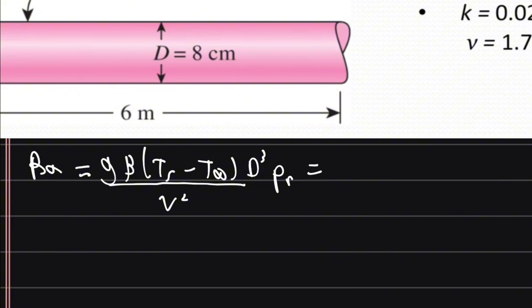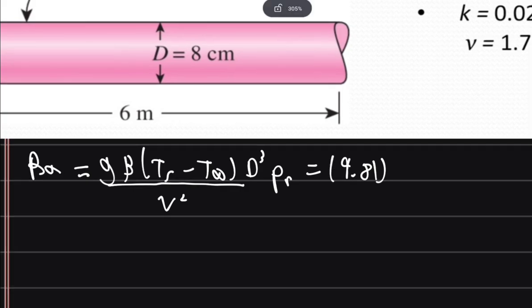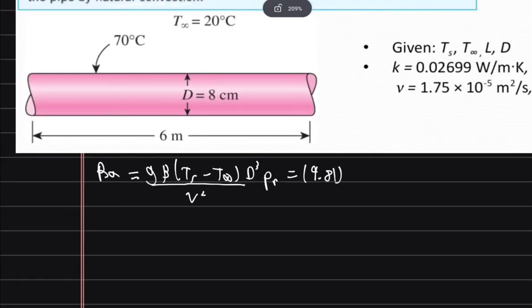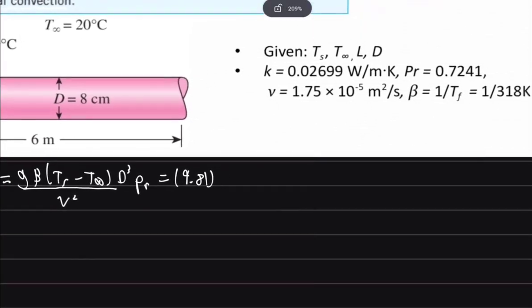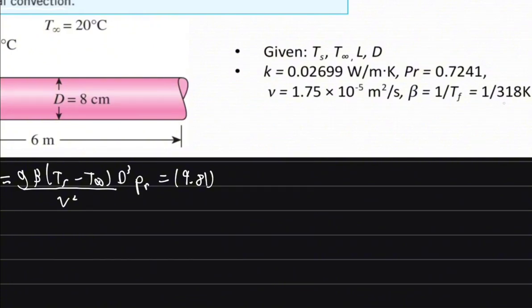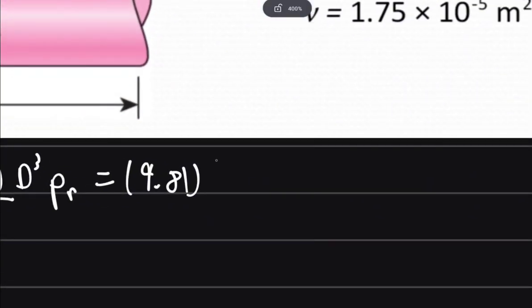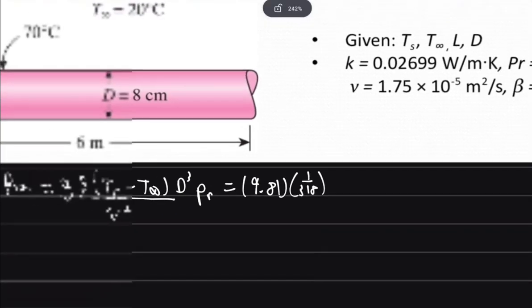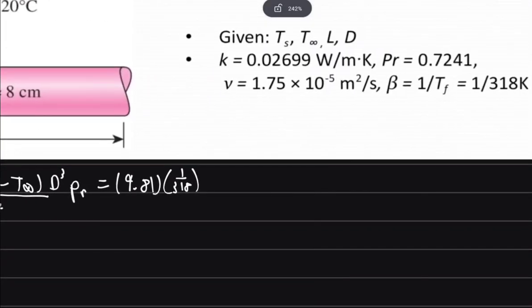So we have g, that's 9.81, because we are in meters and kilograms and all the things. Then we're given beta is 1 over 318. So I'm just going to leave it as 1 over 318. This does have to be in Kelvin, so make sure you're paying attention to that.